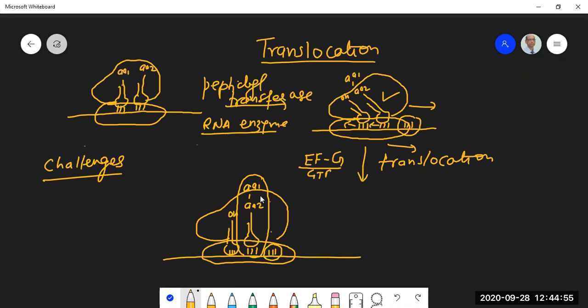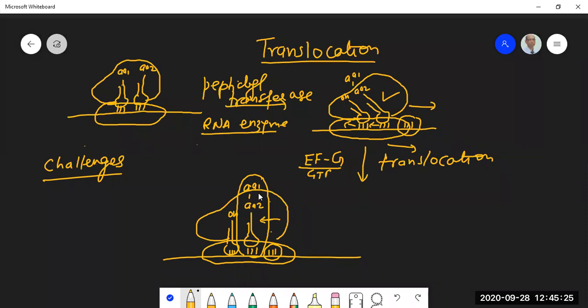Until this polypeptide synthesis is completed. And suppose if it shifts in one step from A site to P site, then there is always a possibility that this peptidyl tRNA, this tRNA carrying the polypeptide chain in different stages of synthesis, may just drift away. It may just leave the ribosome, leading to what? Leading to synthesis of truncated proteins, which will not have any biological significance.